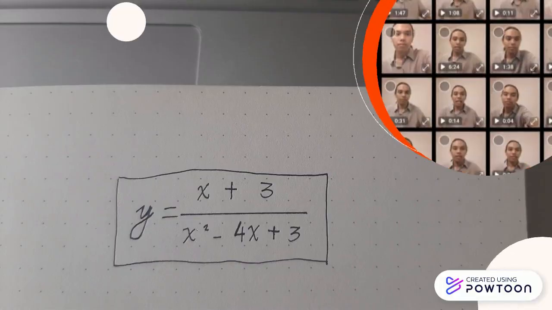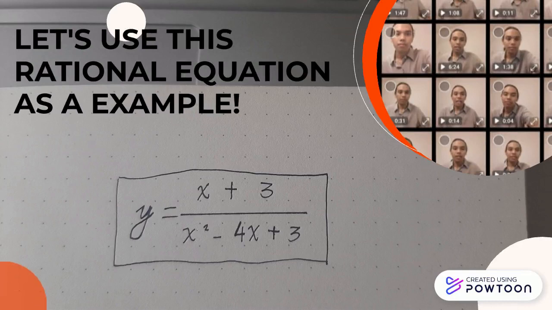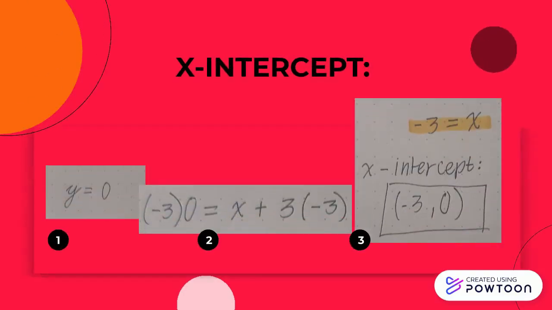We will be using this rational equation as an example, shown on the screen. To solve for the x-intercept, we will be substituting y = 0. Then to isolate x, we will be adding negative 3 on both sides. Therefore, we have negative 3 and 0 as our coordinates for the x-intercept.